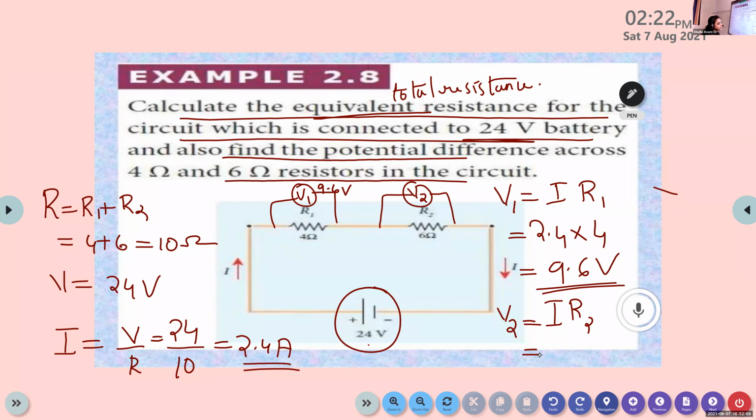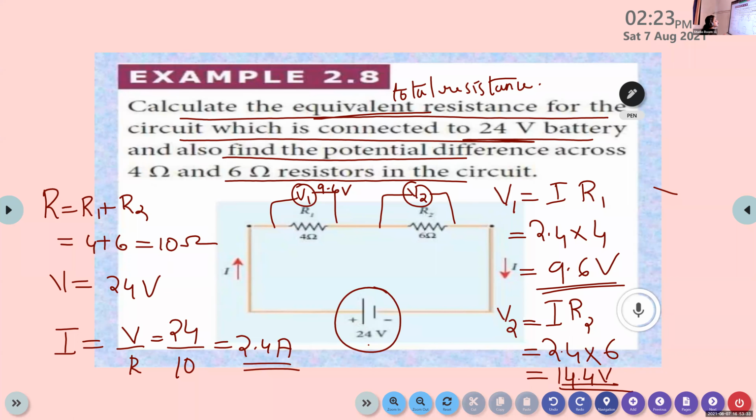What is the value of current here? All of you please switch on your videos. It is 2.4, into the value of resistance R2, which is 6. What is 2.4 into 6? 14.4 volt. Okay, so that question is over.